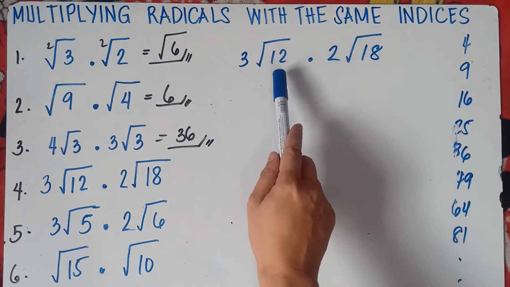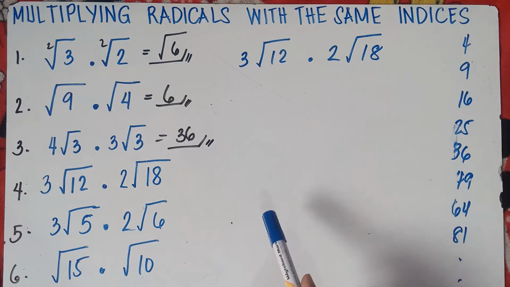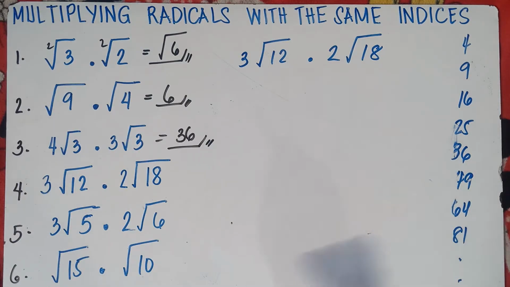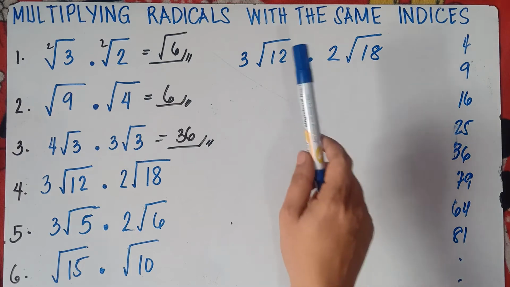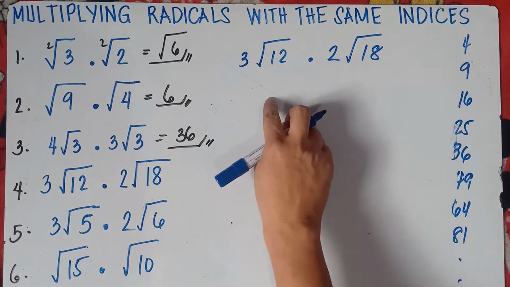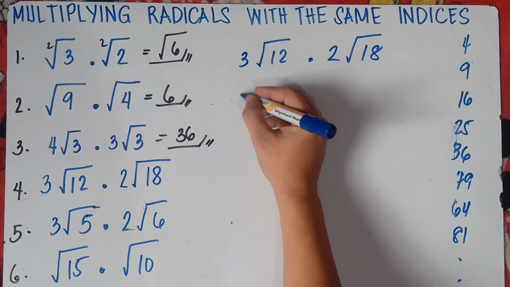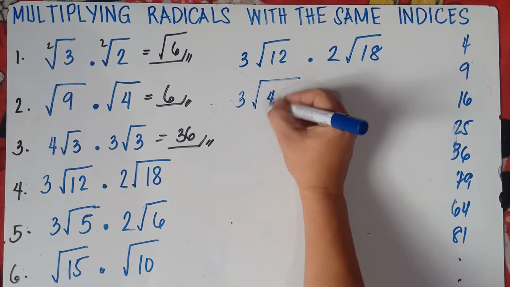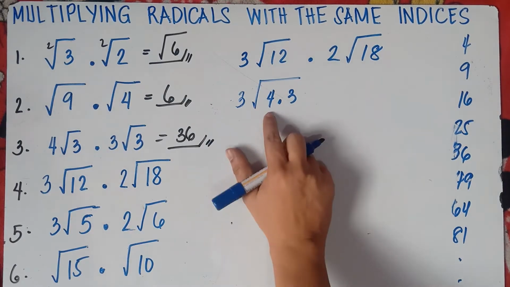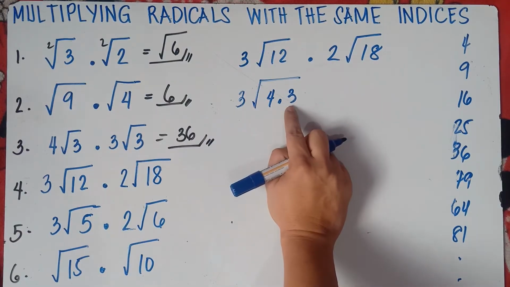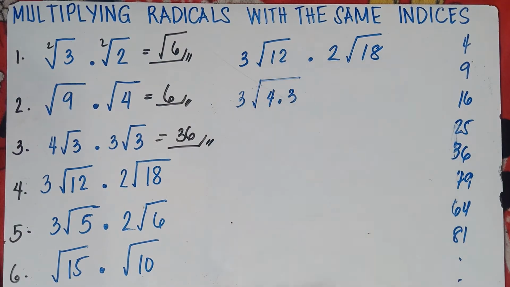To simplify the square root of 12, you find two numbers, where one number is a perfect square and the other is not, such that when you multiply the two numbers, you get 12. Of course, we can simplify this one as 4 times 3, right? So copy 3. For the square root of 12, we use 4 times 3, because 4 is a perfect square and 3 is not, and when you multiply, you get 12.